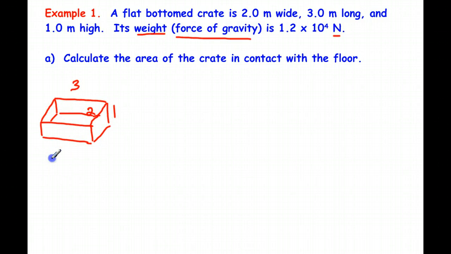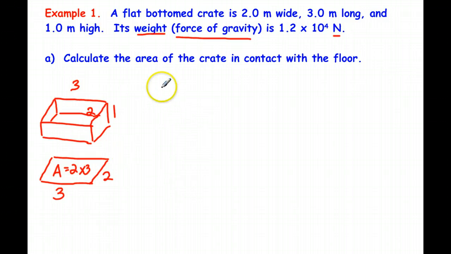So what we really want to know is what is the area of the bottom of this crate, or what's in contact with the floor. If this is resting on the floor, really it's only this part of the crate that's in contact with the floor. So if we want to know the area, it's length by width. And so the area of this is equal to 2 times 3. So our area is 2 times 3 meters, which is 6 meters squared.